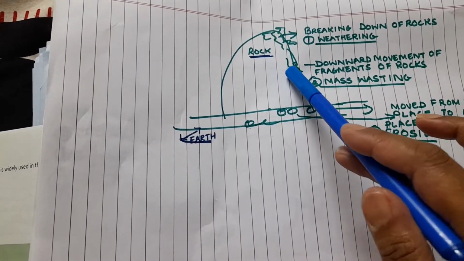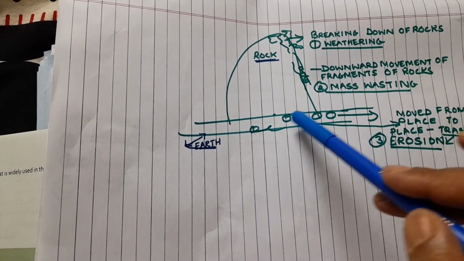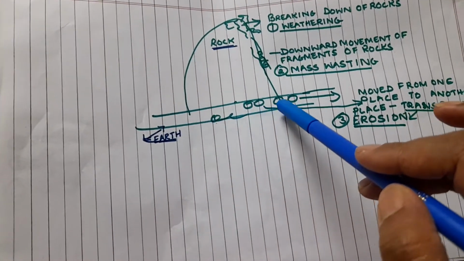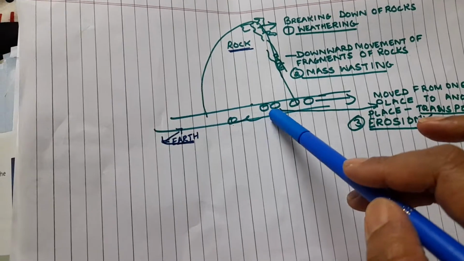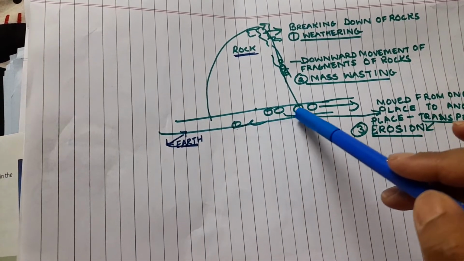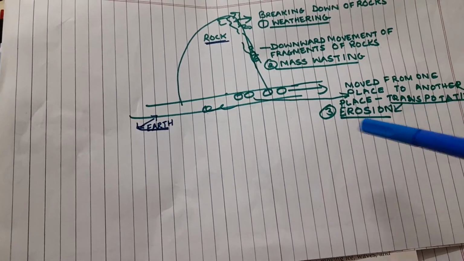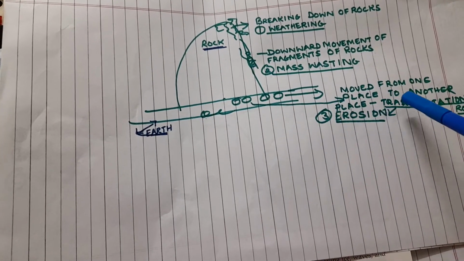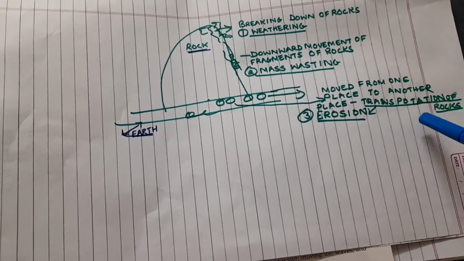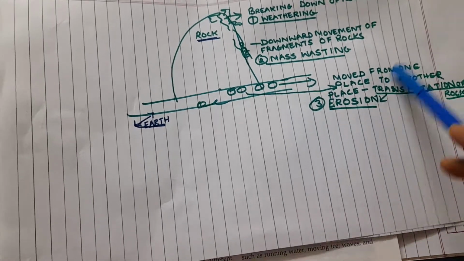And the third is when these pieces of rocks fall down from the top of the hill or the mountain after breaking down, on the surface of this rock, and they become smaller pieces of rocks, or they become like granules, like dust. They are transported again, maybe by wind, to another place. So they are moved from one place to another, and that is called transportation of rocks. And what is that? Erosion.